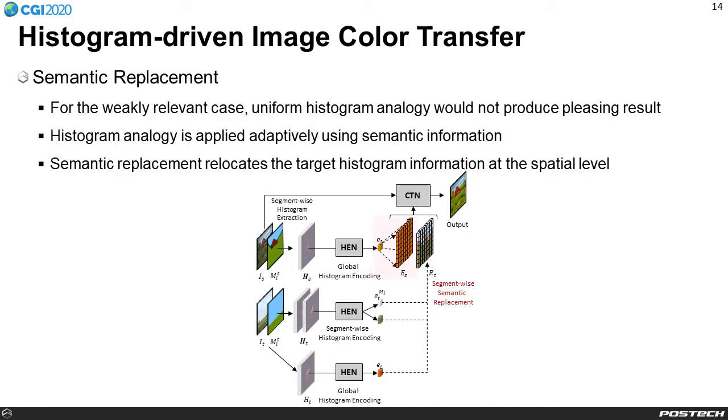The tiled E, denoted as capital letter E, contains global color information of images. As discussed in related work, global color transformation fails in weakly relevant image pairs, as they do not consider semantic relation between the images. To solve this problem, we attach a semantic replacement module after HEN, in which the locally encoded histogram feature is adaptively replaced according to the semantics of the image.